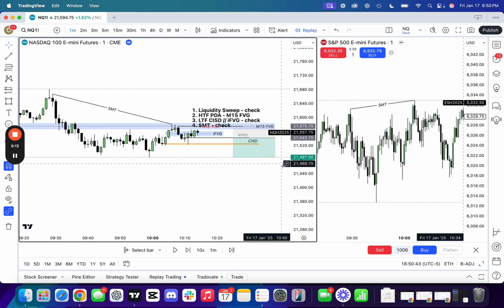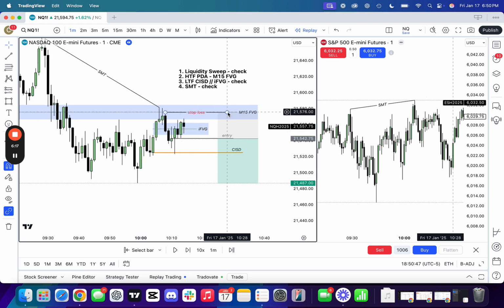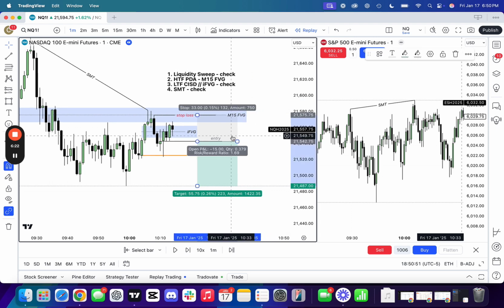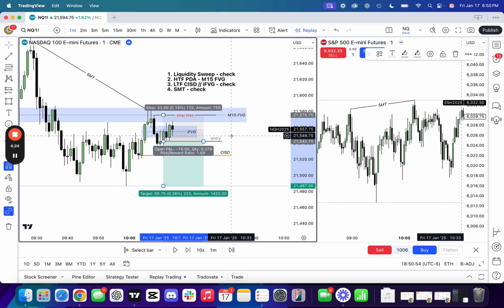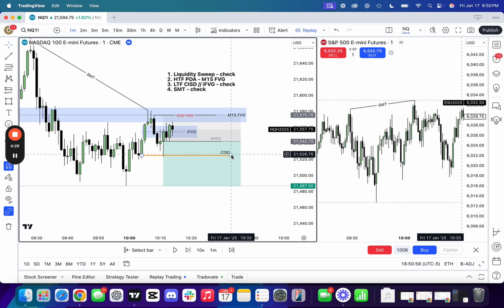This is SMT. SMT is just an imbalance between two correlated assets. The NASDAQ is correlated with ES, so that is the trade. This is my entry right here. All right. Okay, so this was the trade. How did I use this change in state to my advantage?